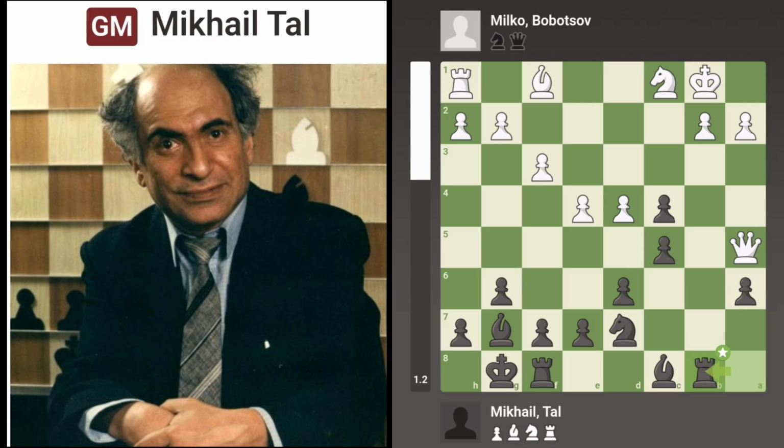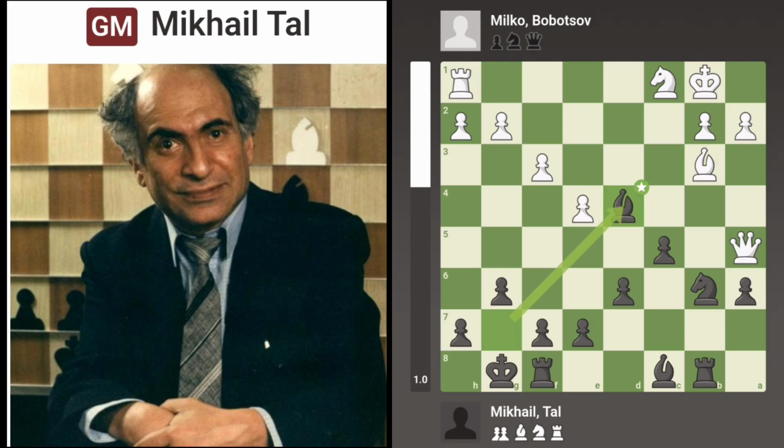Black develops further. That pawn was free for the taking. This wins a pawn. This moves the bishop to safety. That was a free pawn.